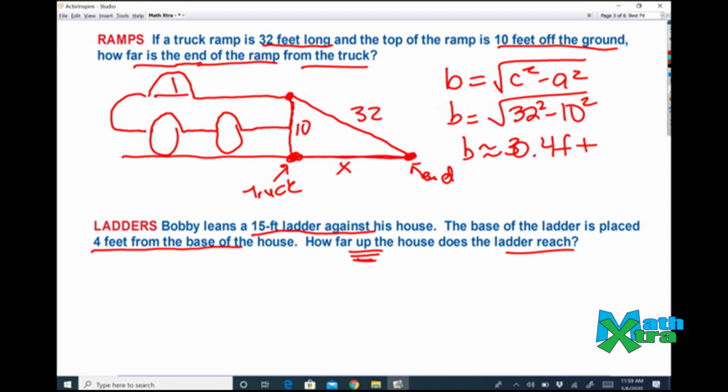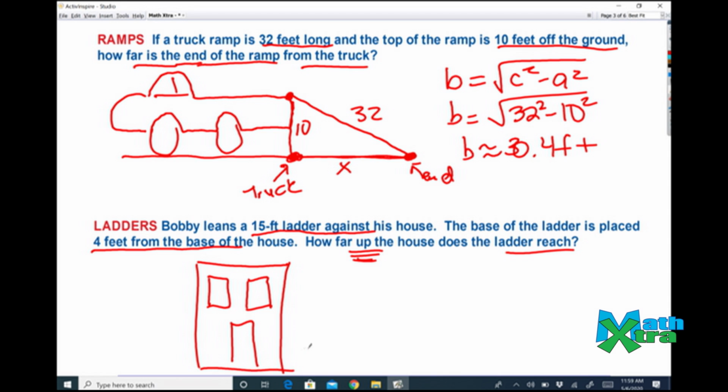All right, here is my house. Watch this beautiful house right here. I have math skills and I have artistic skills. Beauty is in the eye of the beholder. All right, so we have a 15-foot ladder. Look at that ladder, y'all.